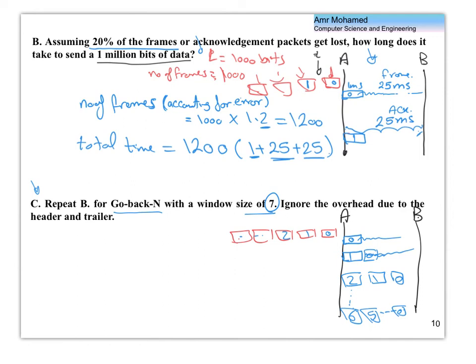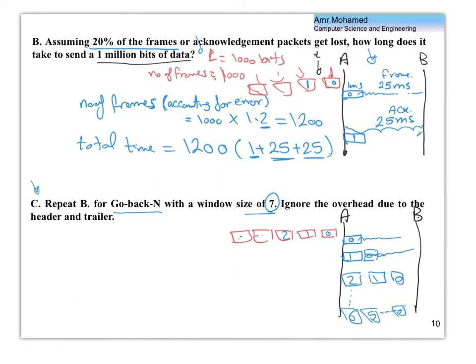So the most important thing here is to notice that transmission time always has to be accounted for all the frames. Transmission time is per frame. Propagation time is one for the entire window, because all of them will propagate at the same time.